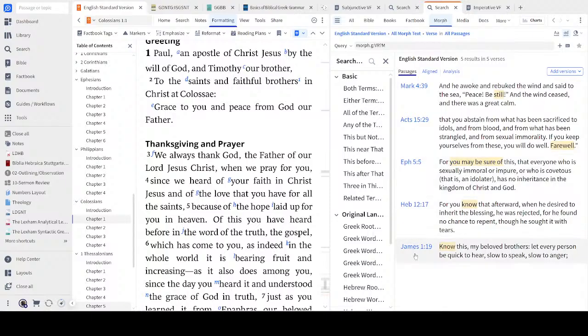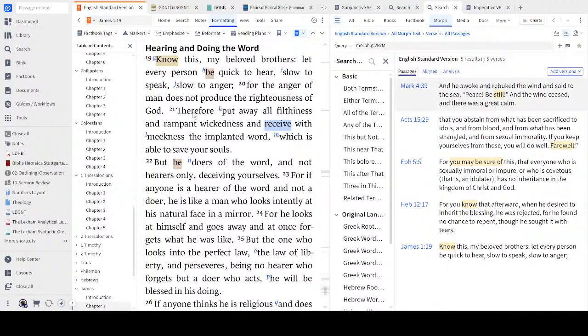Let's go into Ephesians. Or better yet, James 1:19. James 1:19 is going to tell us, and it's a command. Now, why I'm doing this: this one is highlighted already, and we already know the reason why it's highlighted is because I searched it.